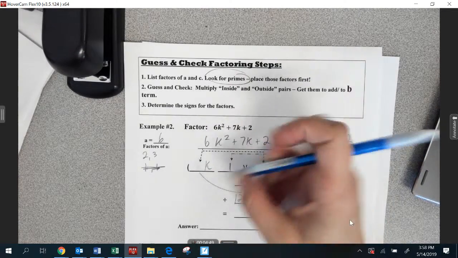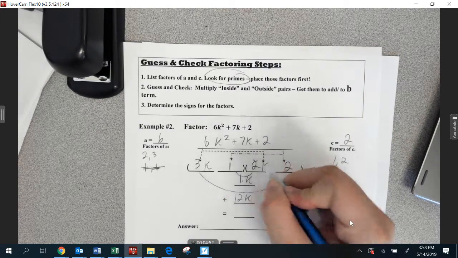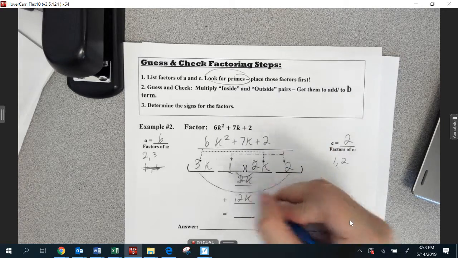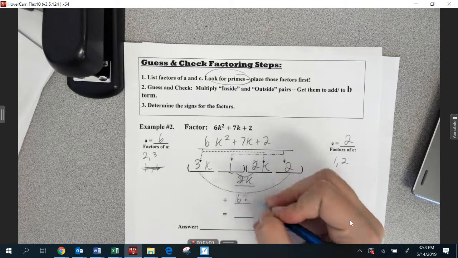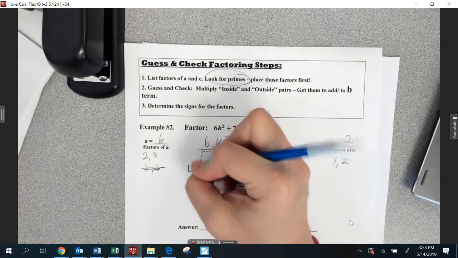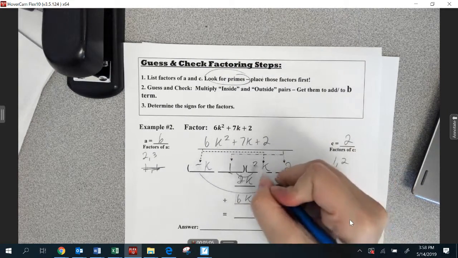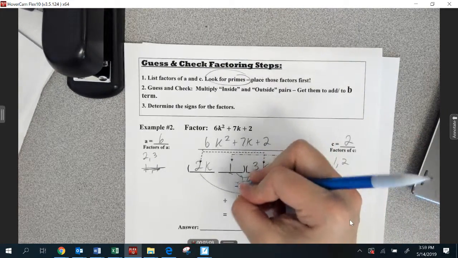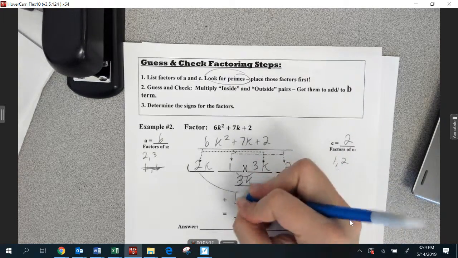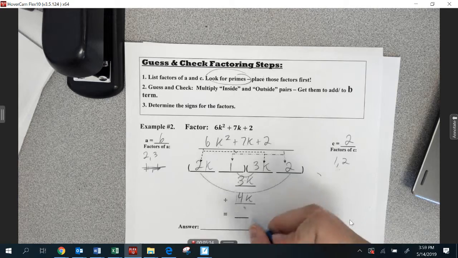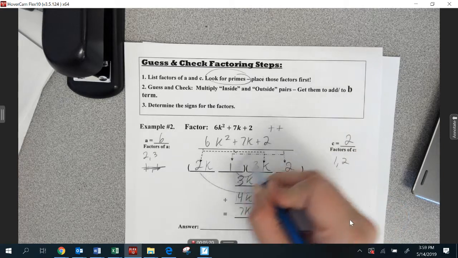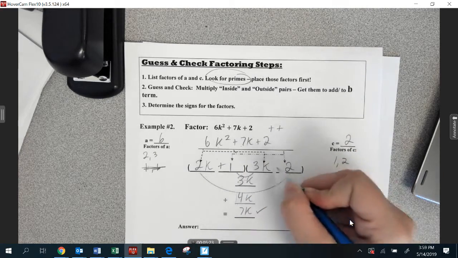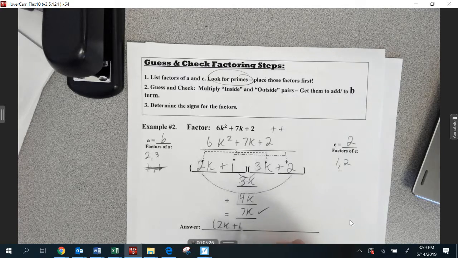Let's try 2 and 3. Let's do 3 and then 2. 1 and 2 is 2. 3 and 2 is 6. I can subtract to 4 or add to 8, but not 7. So let's try switching. That gives me 3 and 4. That does add to 7. So then I can place my signs. I do need 2 plus signs since I need to add to a positive and multiply to a positive, which means my answer is going to be 2k plus 1, 3k plus 2.